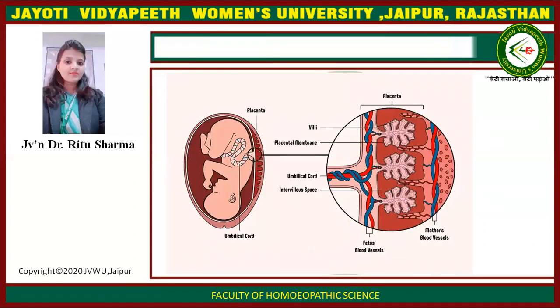Here is a picture of a complete placenta. This part is called villi. There are maternal blood vessels. These are fetal blood vessels. The space between two villi is called the intervillous space. The umbilical cord is attached to the placenta. Placental membrane: there is the outer layer of the villi.